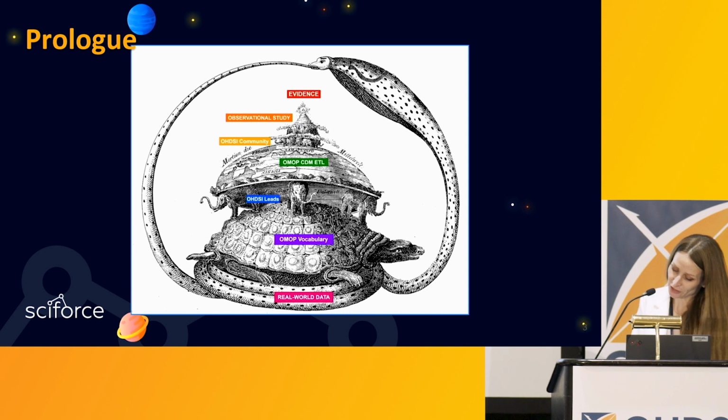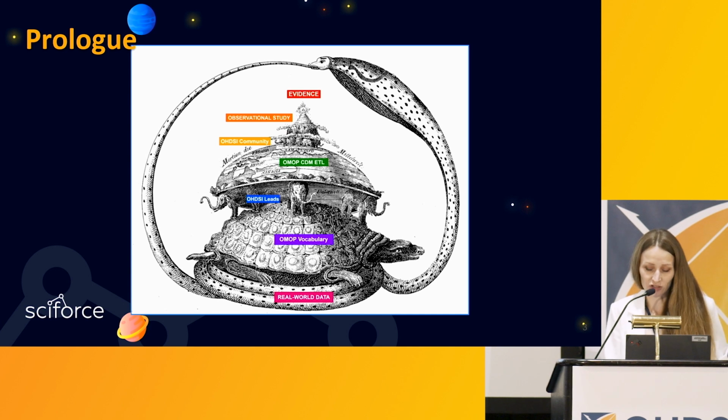So this slide shows the OHDSI's multifaceted journey. And you may see the real-world data, which is like Ouroboros, you know, this creature. And this symbolizes the endless cycle of data collection, harmonization, analysis, and evidence generation. As new data emerges, it feeds the cycle, promoting continuous research and discovery.